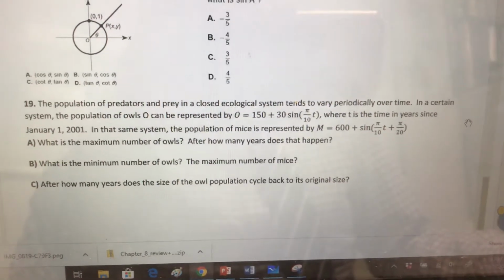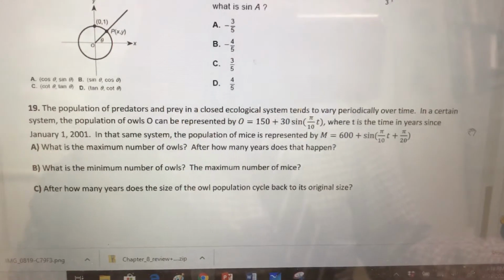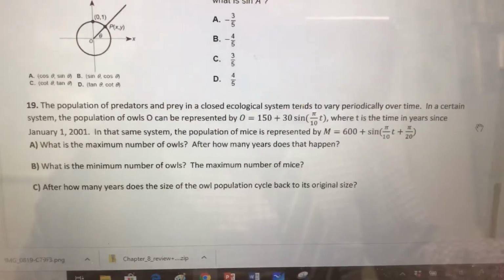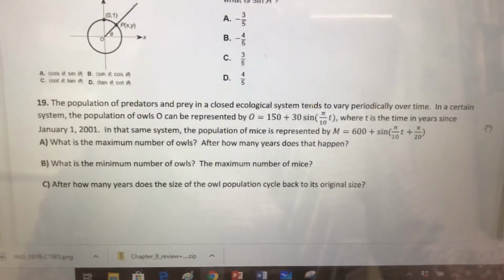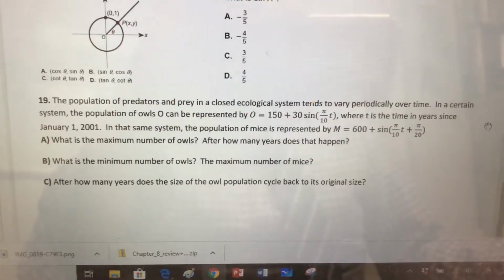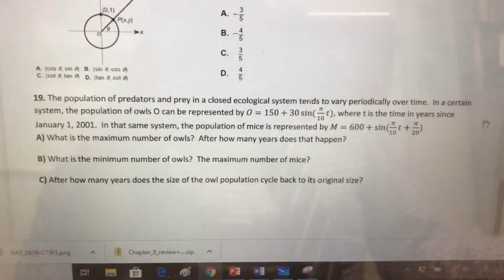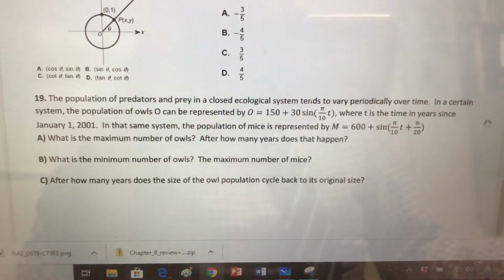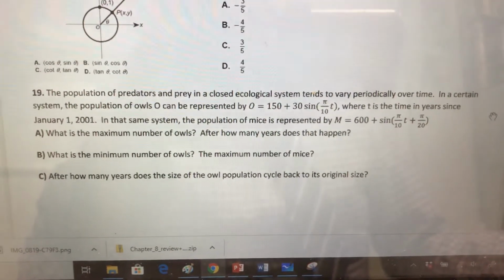and maybe it hits a bottom level, and then the mouse population explodes, and then the owl population starts growing again because they have food again. And you end up with this kind of cycle that can be modeled using a trigonometric function. Maybe not perfectly, but a general up and down pattern. All right, so they give you these equations here.